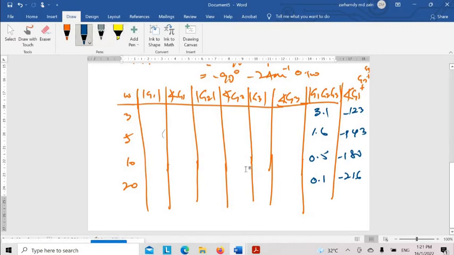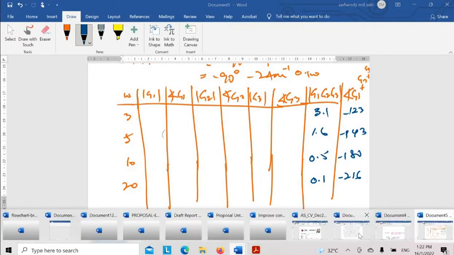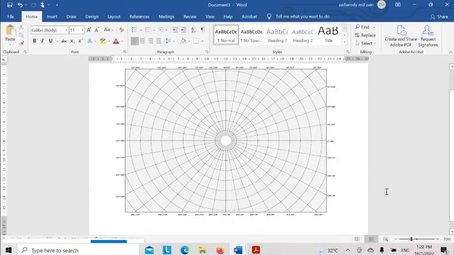Okay, so apa kita nak buat adalah based on this. If you can see this, this is our polar graph. Based on the polar graph, we have the maps. If we look into the range of omega gain, based on the gain, the smallest value is 0.1, the maximum is 3.1. So we have 3.